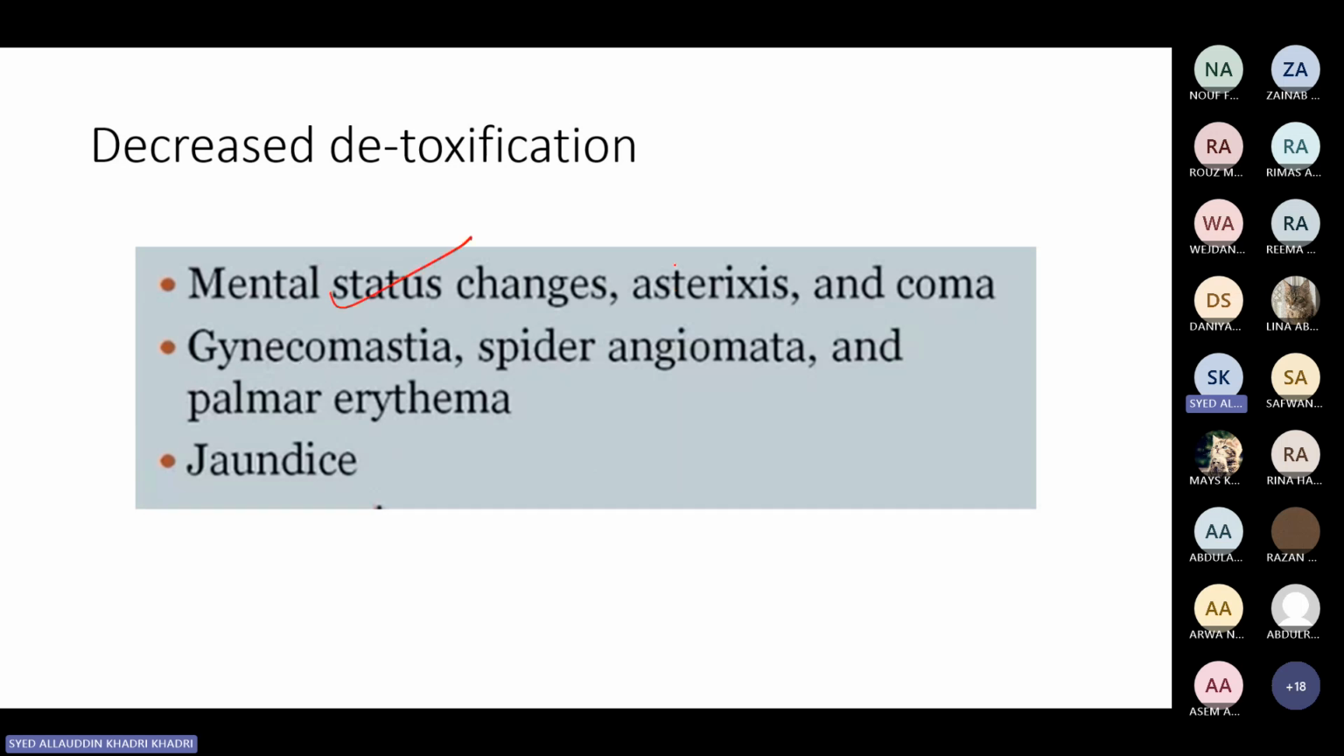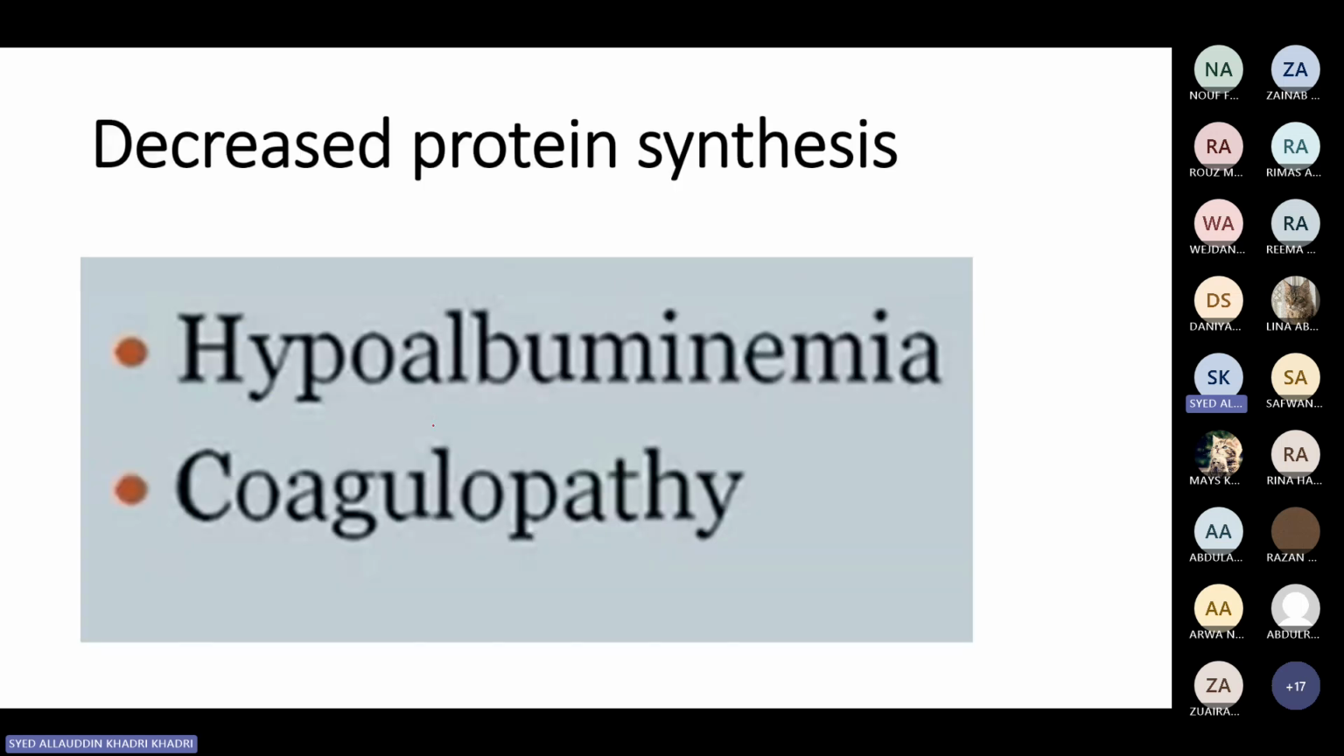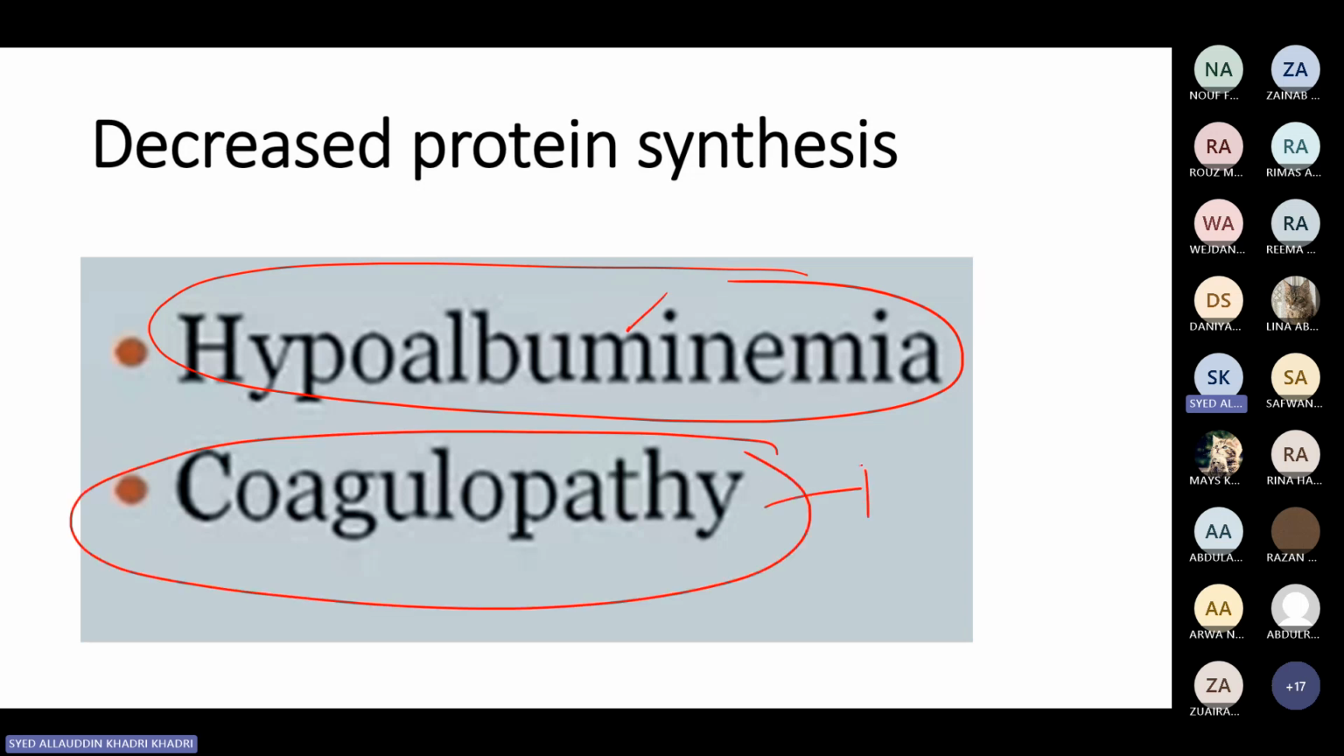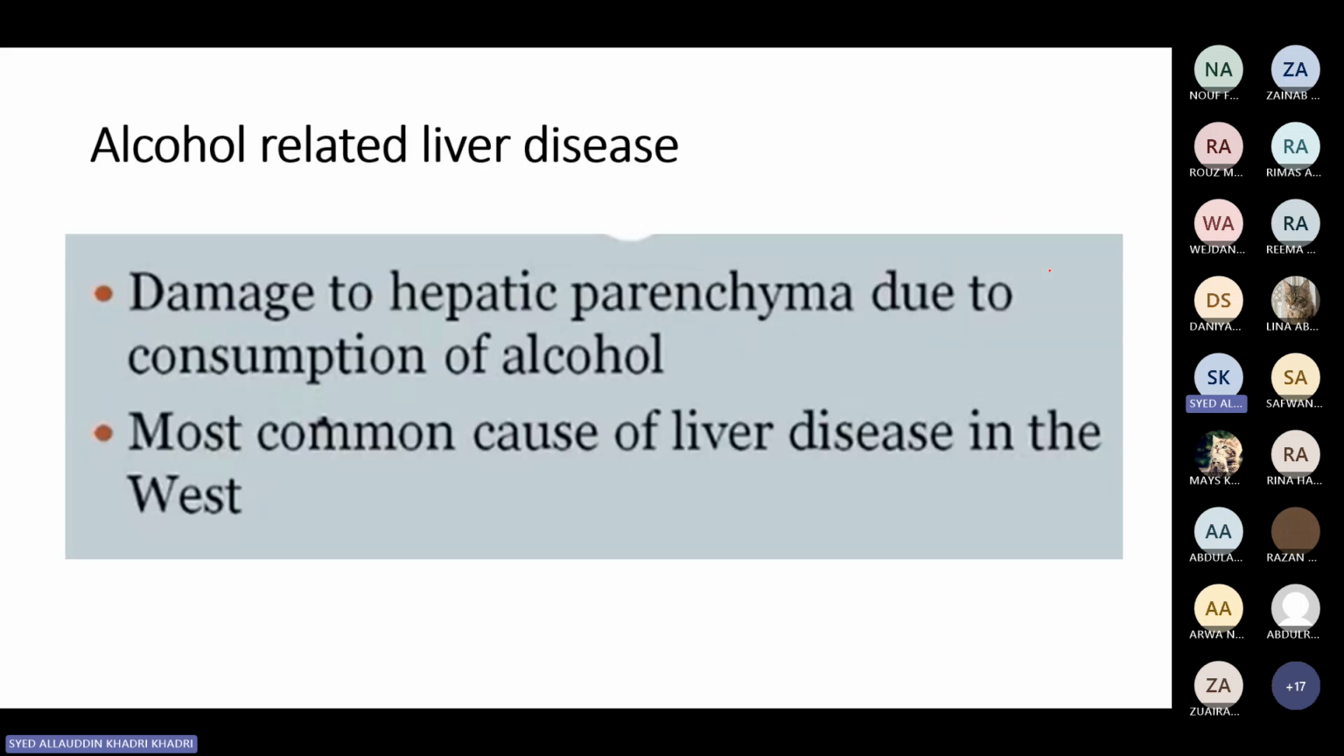Ammonia goes up, asterixis, that flapping tremor, occurs, then coma, and gynecomastia, spider angiomata in the form of bleeding, palmar erythema, and of course the jaundice I told you in detail. Decreased protein synthesis causes hypoalbuminemia, and the whole body will go into anasarca, and coagulopathy will go into bleeding. Okay, you got to know this, and anasarca: you can see patients going into high whole body edema.